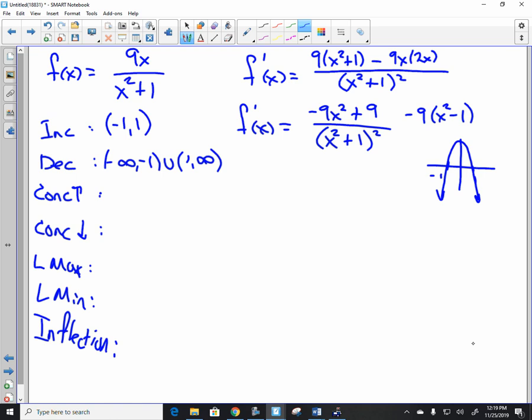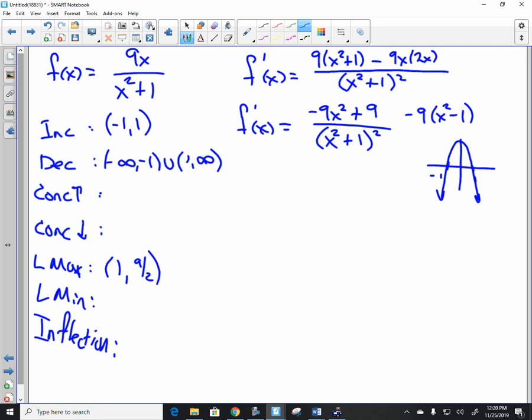The local max occurs when the first derivative changes from, picture it, picture a local max, the derivative is changing from positive to negative. Where does it change from positive to negative? At 1. If you plug 1 into the original, you get the y value. When you plug 1 into the original, what do you get? 9 over 2.